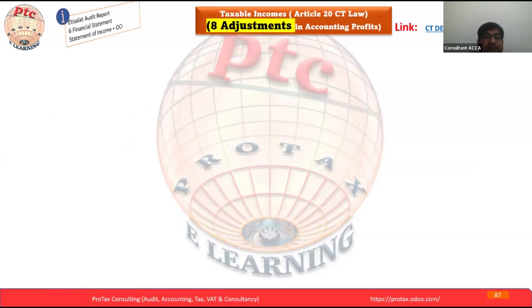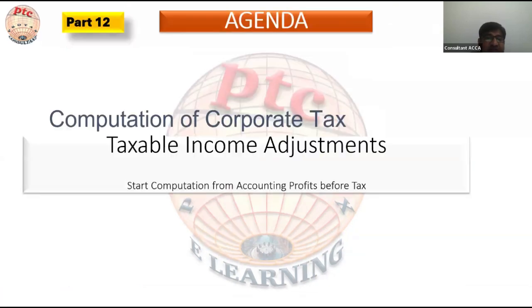Taxable income: as per Article 20 of the city law, there are 8 adjustments. The computation will start from the accounting profit before tax. This is the second last item of the profit and loss. From this figure, we will take it.